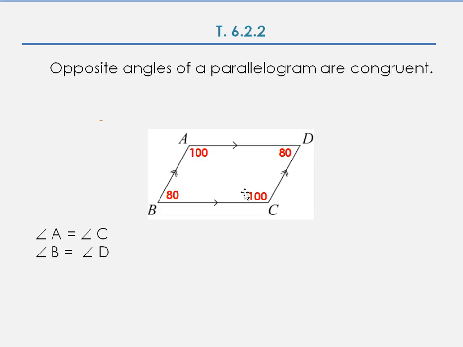Our second theorem is that also the opposite angles are congruent. So in a parallelogram, if you just know the measure of one angle, you can solve for all 4. If A is 100 degrees, its opposite angle will be 100, and then you can use the consecutive angle theorem to find the other 2 angles.